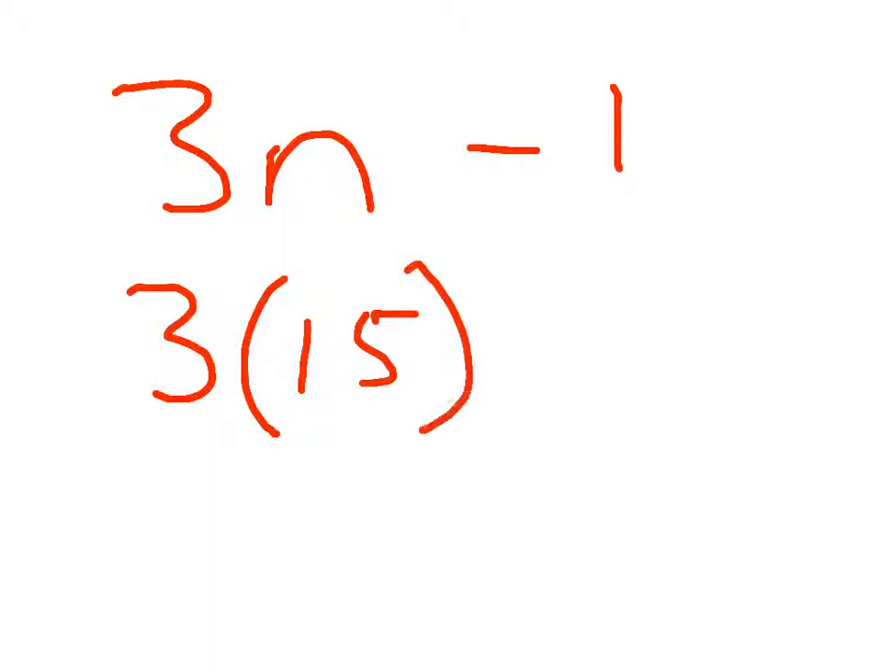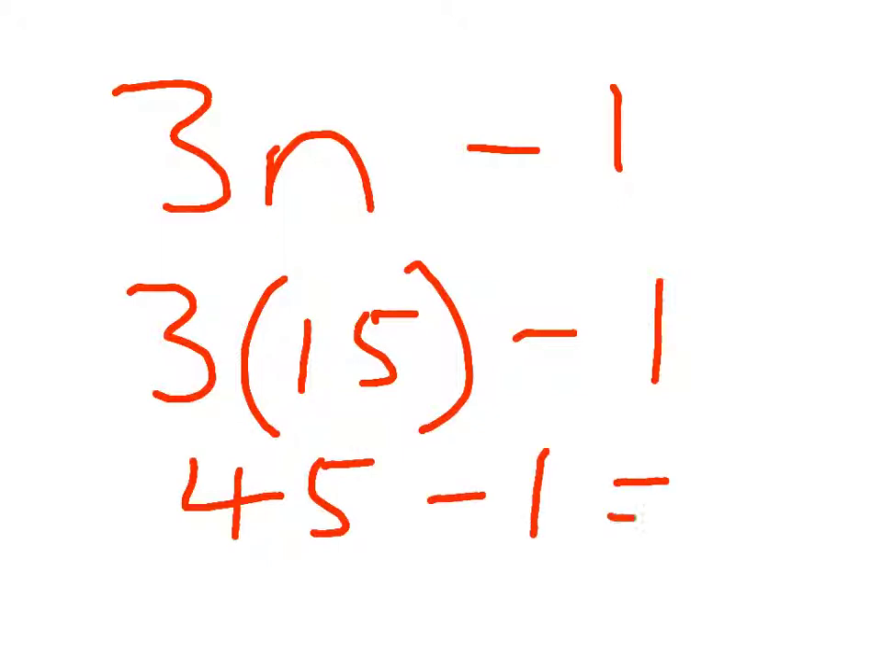So, using that equation, if you were asked to find the 15th term in the sequence, you don't have to count up through all of the sequence now. You can substitute 15 into this equation, so you'll get 3 times 15 minus 1. 3 15s are 45, minus 1. So the 15th term is 44.